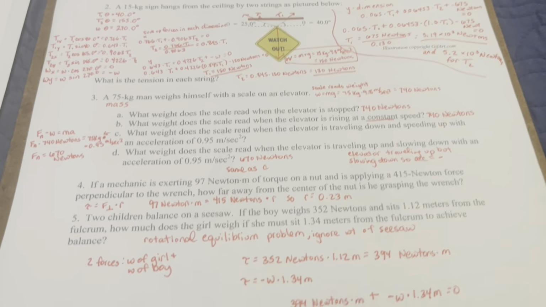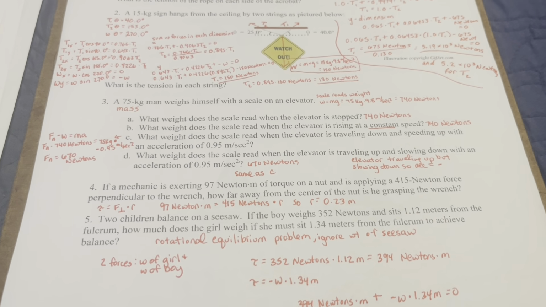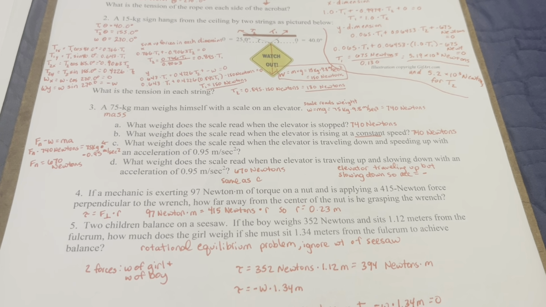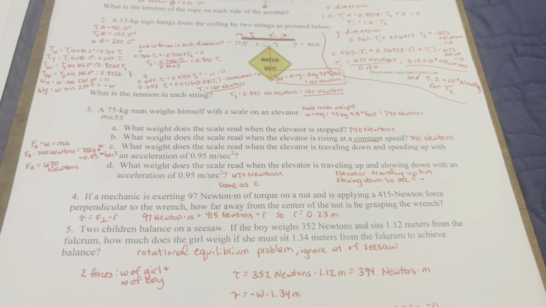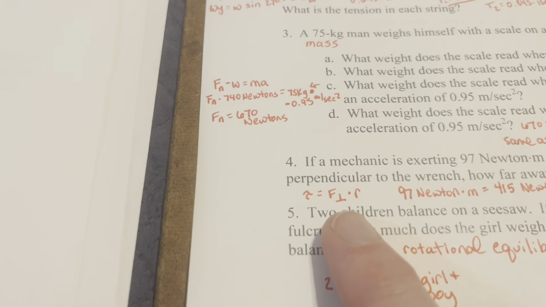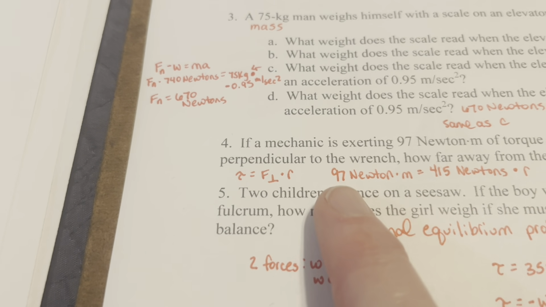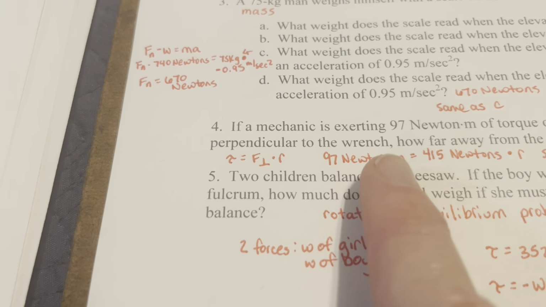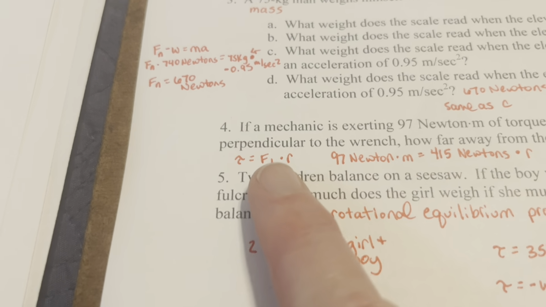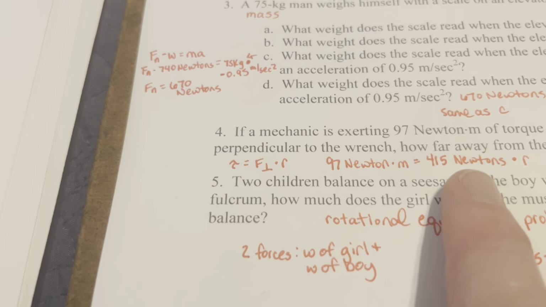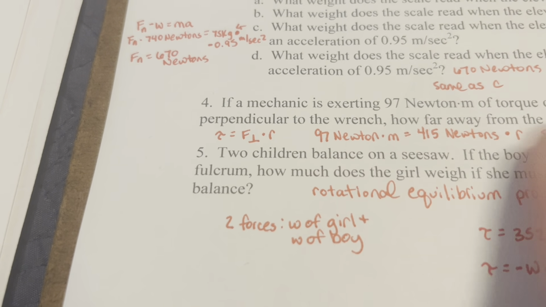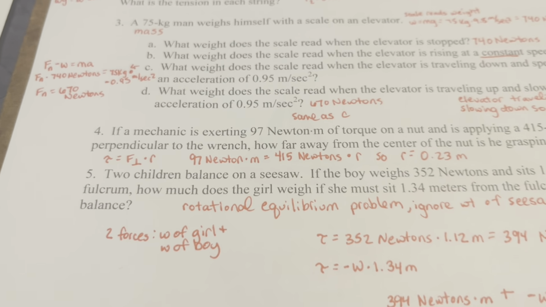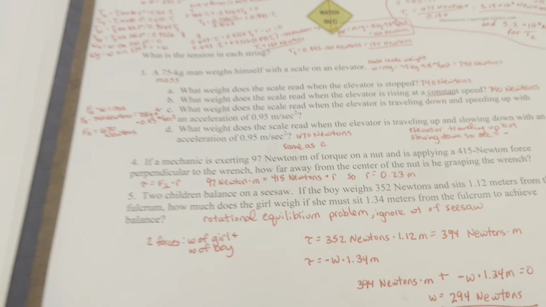All right, problem 4 is a simple plug and chug. If a mechanic is exerting 97 newton meters of torque on a nut and is applying a 415 newton force perpendicular to the wrench, how far away from the center of the nut is he grasping the wrench? And you just take your formula, and it tells you 97 newton meters of torque is equal to 415 newtons times your radius, right? How far away it is. So when you plug and chug and divide, it's going to be 0.23 meters.